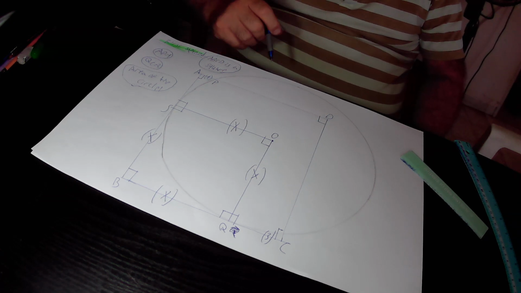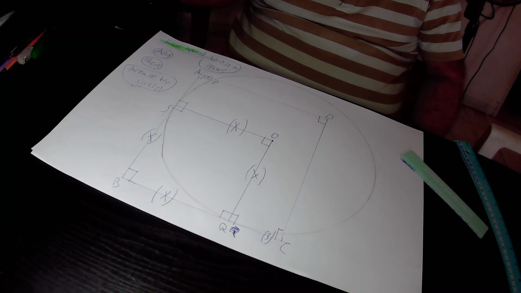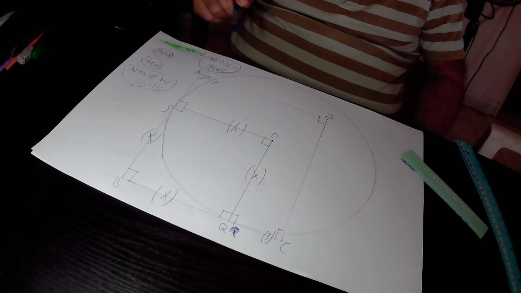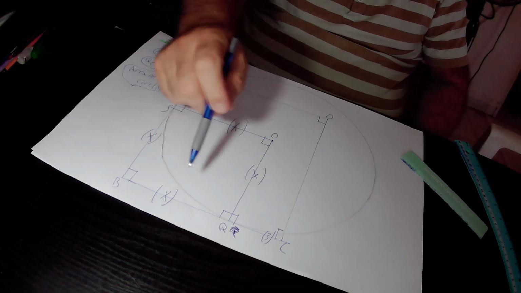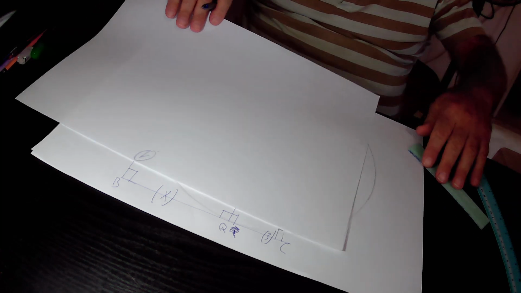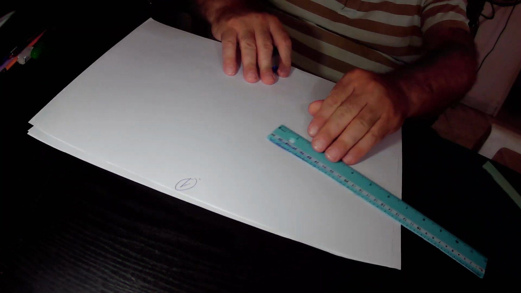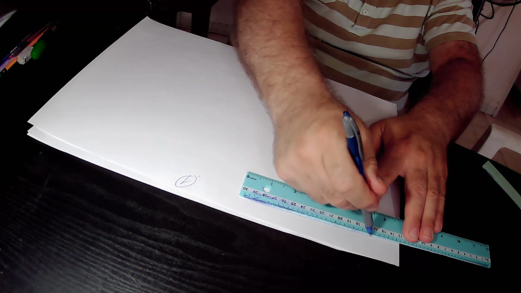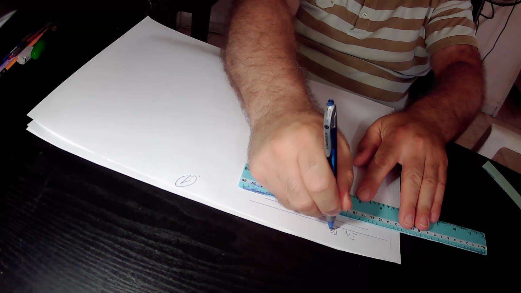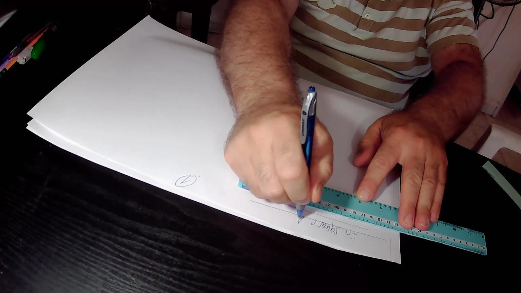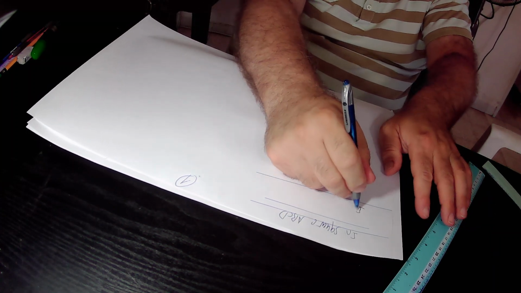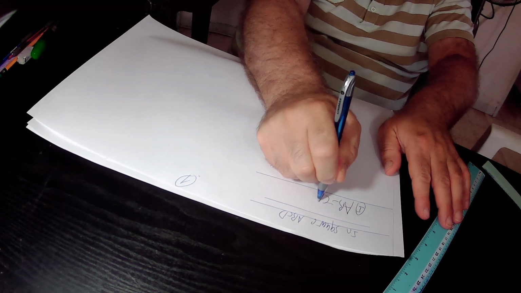We know that all the sides of square ABCD are equal to each other. That is to say, side AB equals side BC equals side CD equals side DA, and especially side AB equals side BC. So I write it down. In square ABCD, side AB equals side CB.